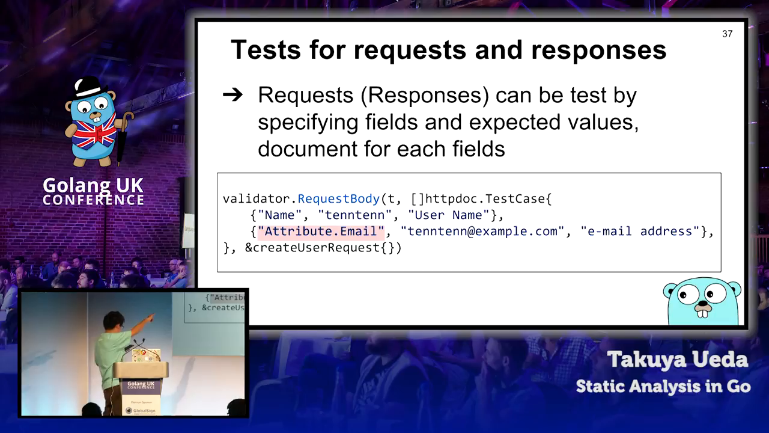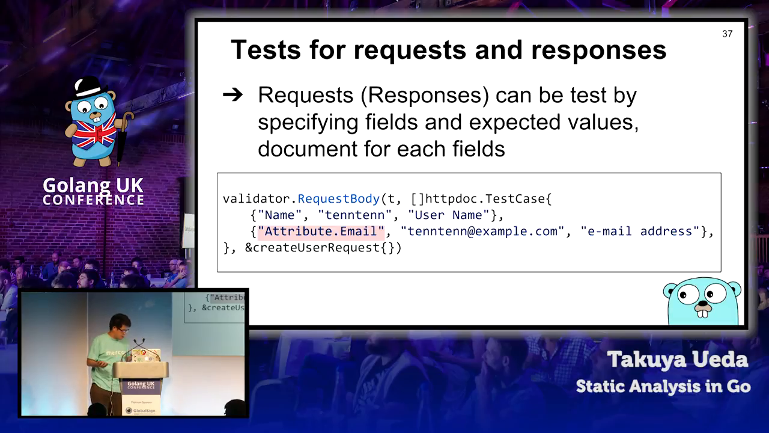This is a sample test case for a request body. Request and response can be tested by specifying a field name, an expected value and a document for each field. For example, this sample code tests the email field of attributes, whether it equals 1010@example.com or not. GoHTTPDoc allows any nested field, and they can be described by an expression of Go.